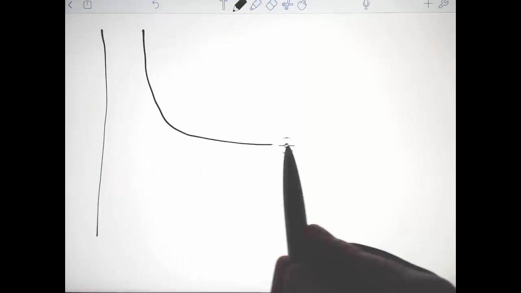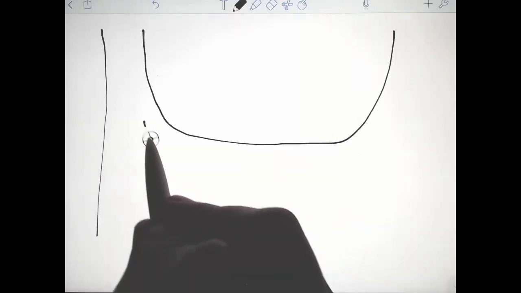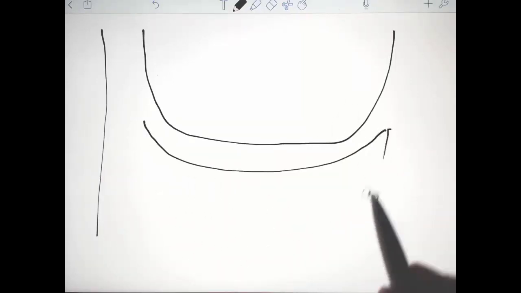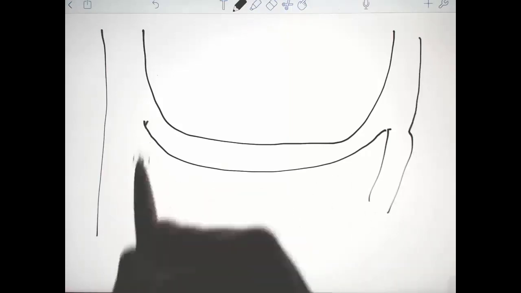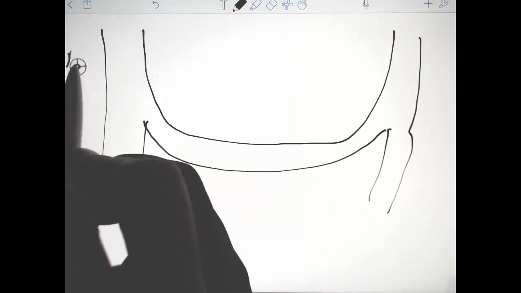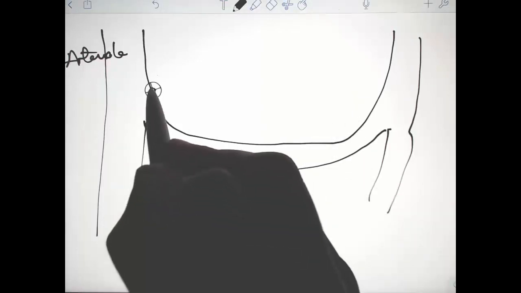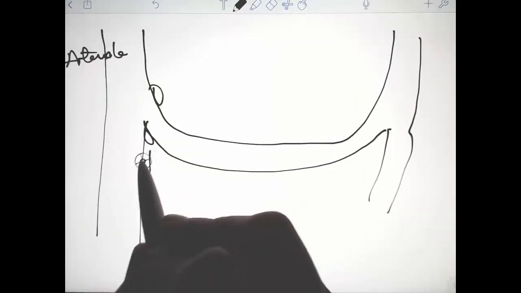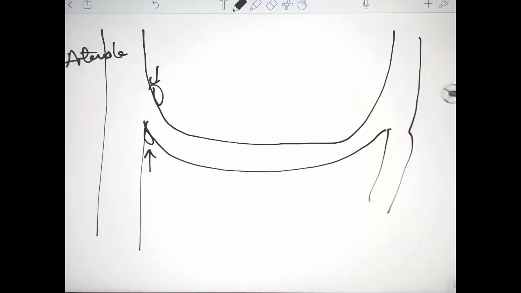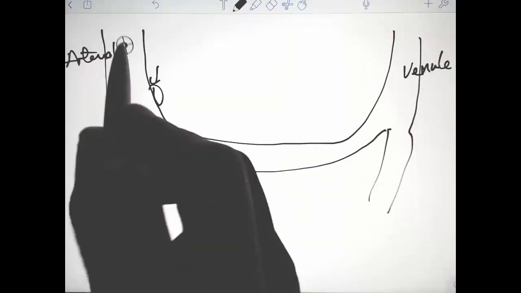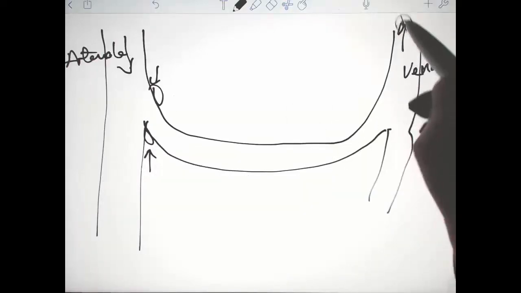So let's talk a bit more about exchange. Let's imagine we have an arteriole coming down and a capillary that splits off and then joins with others to form a venule. So here's an arteriole, and capillary starts here. There's a precapillary sphincter, smooth muscle, that can close that off. We won't talk about that in detail. And on this end, venule, the blood is going this way and back.